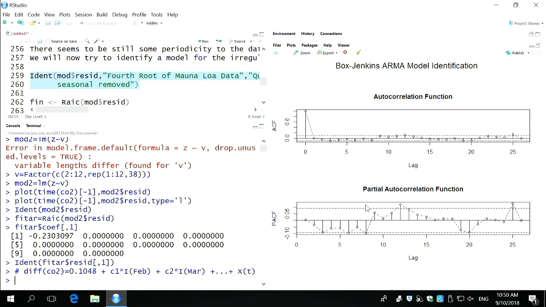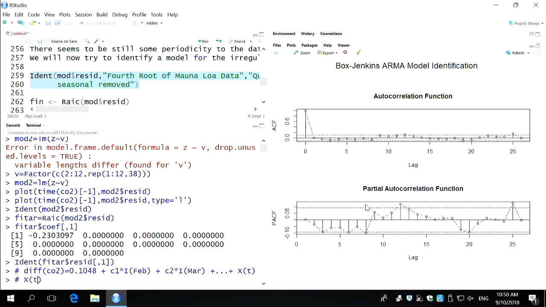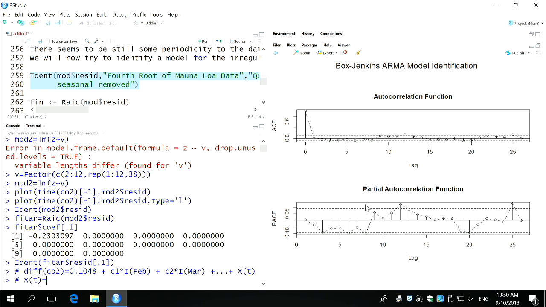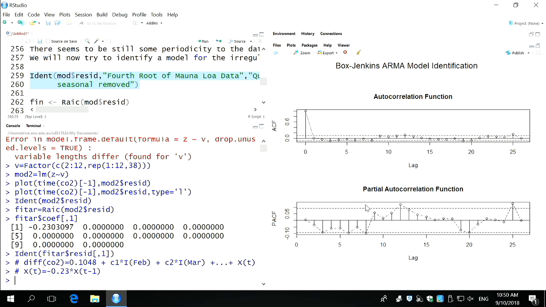So it's difference series equals structure plus irregular. Now I don't write diff irregular, I just write XT. XT means what's left over. The second line is XT equals, what was the number? Minus 0.23 times XT minus 1. All right? So that's how you write down your model.